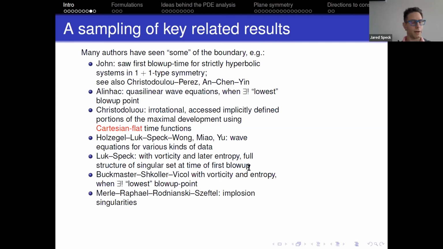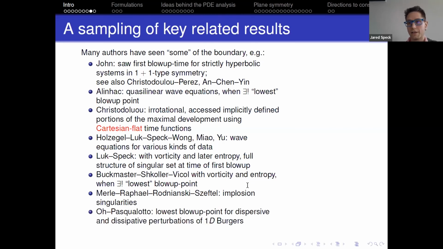I want to mention that there are other kinds of singularities besides shocks that are known in fluid mechanics. There's the breakthrough work of Merle, Raphaël, Rodnianski, and Szeftel on implosion singularities. So this was work in spherical symmetry, where the density and velocity blow up at the center of symmetry. Yeah, I see, Martin, I'm creeping up on time. Thanks for the reminder. So this is a much more severe singularity than a shock because the density and velocity blow up. And it's much less clear if you can hope to continue the solution, and if so, in what sense.